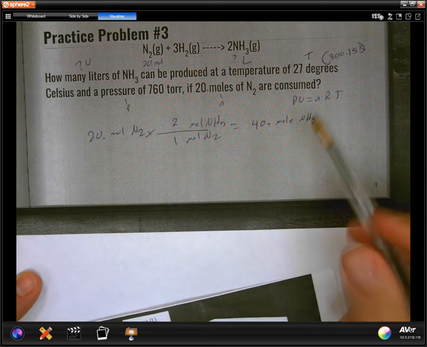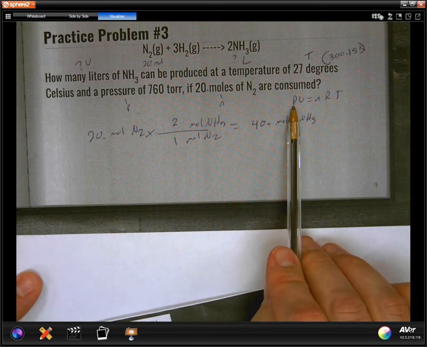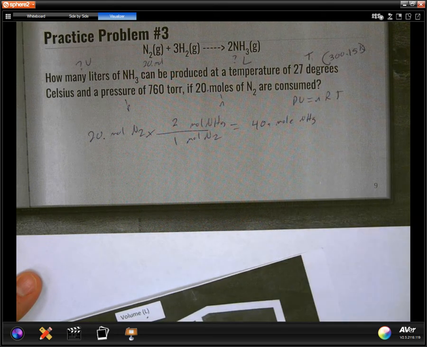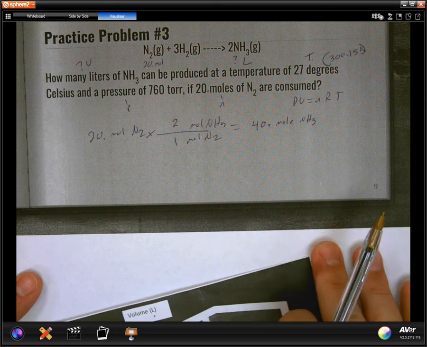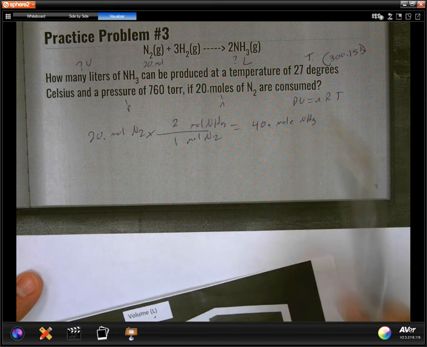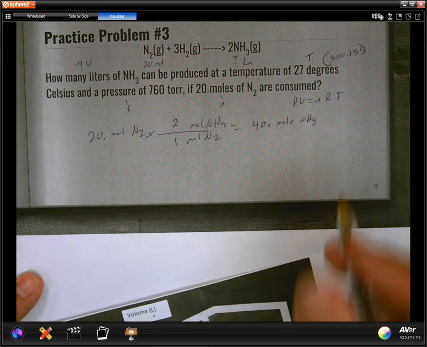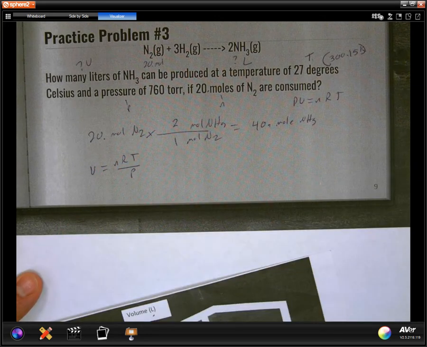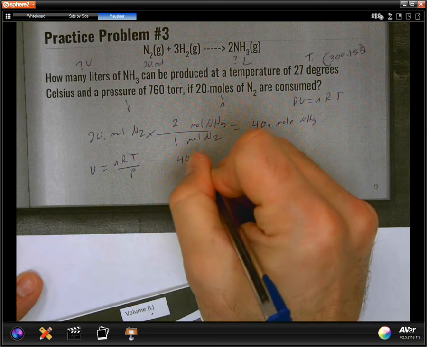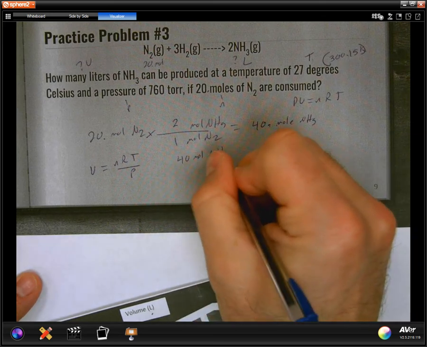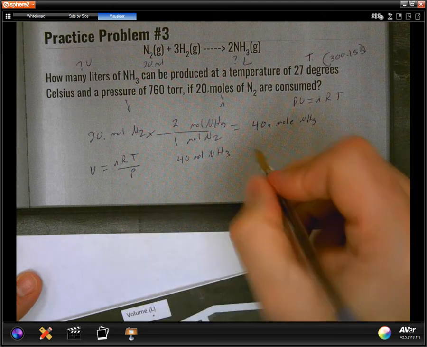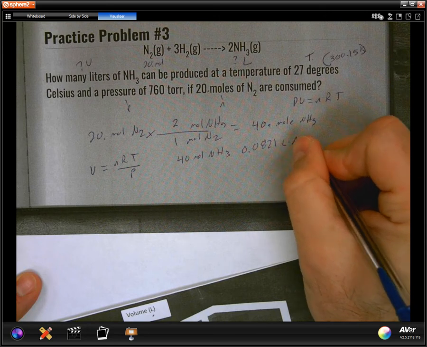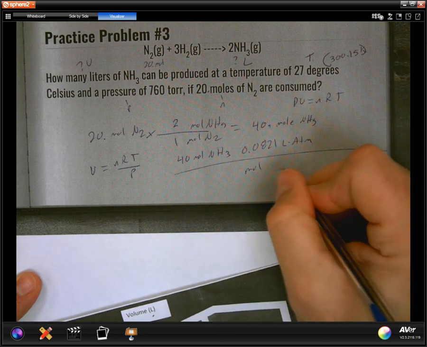So now I have my pressure, I'm looking for my volume, I have my number of moles, I have my temperature, and of course we have the R constant memorized or easily available. Now we go back into our ideal gas equation. Since I'm solving for volume, my equation looks like this. Now I start to plug my numbers in. I have 40 moles of NH3. I need my R value, which is 0.0821 liters atmosphere over mole K.